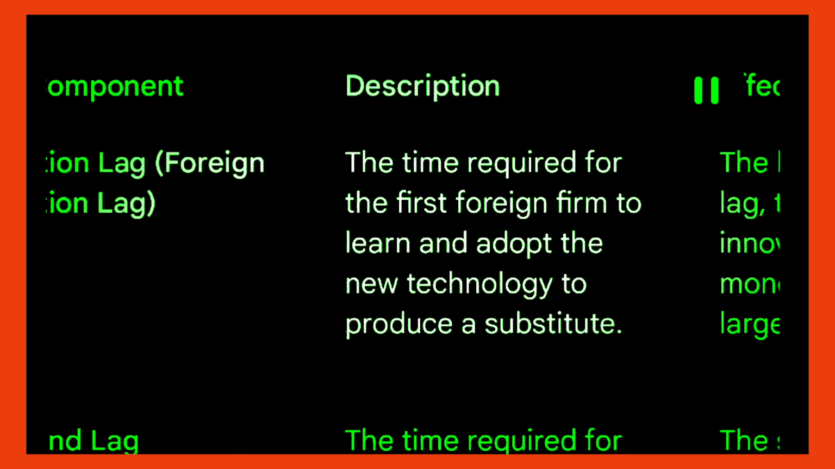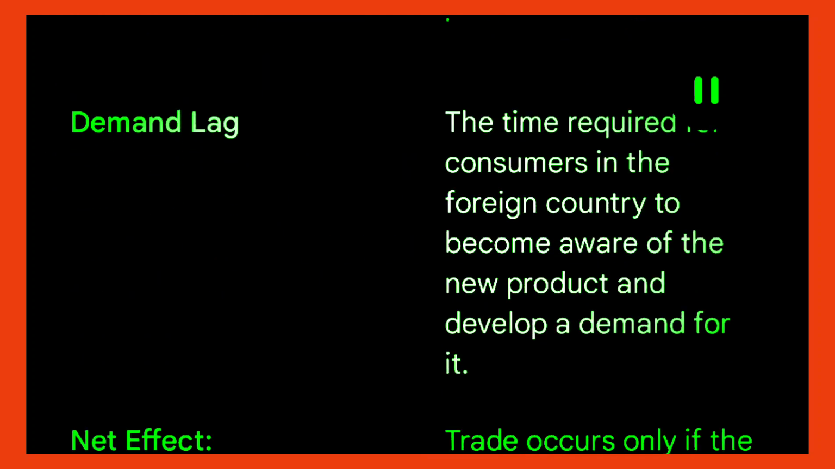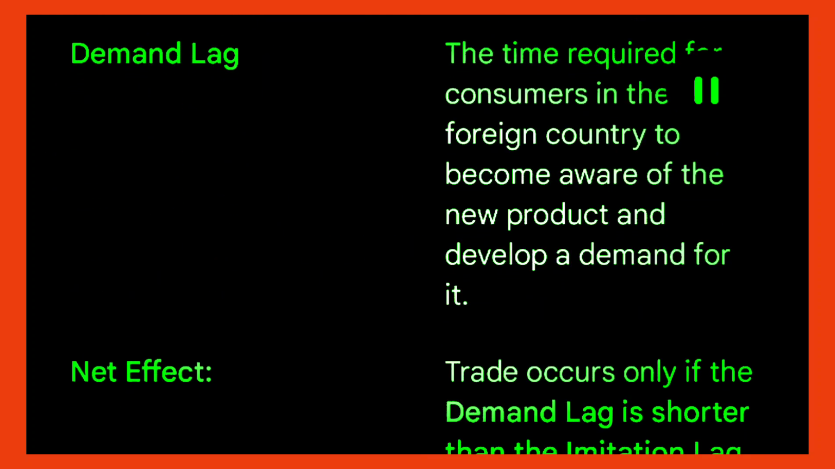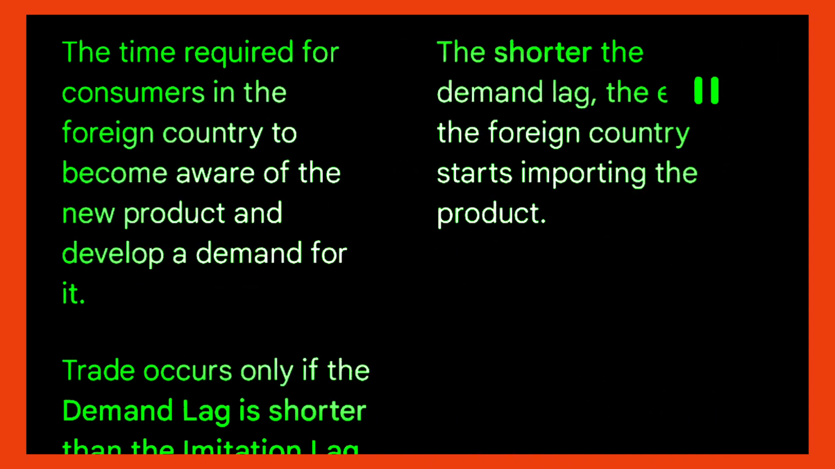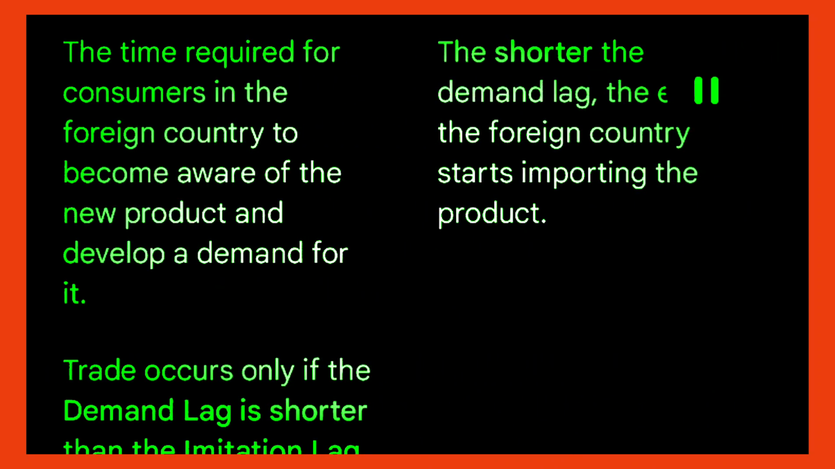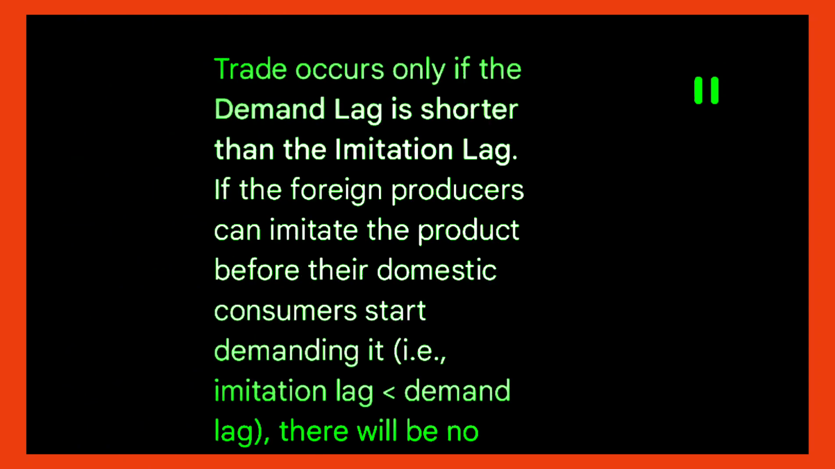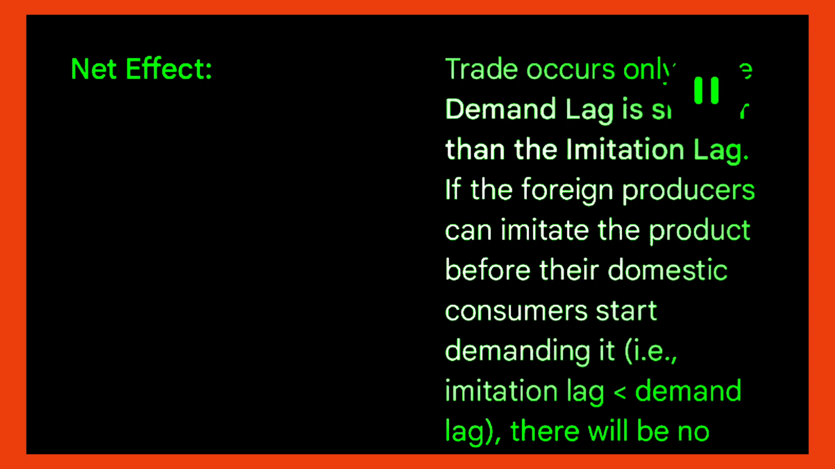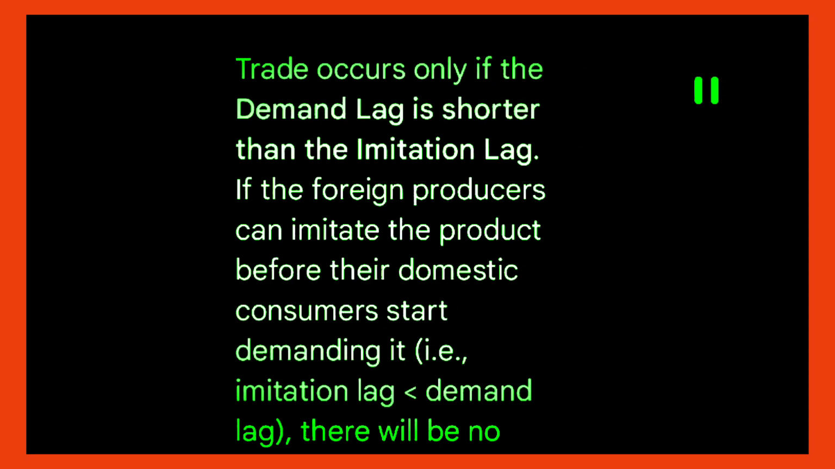Demand lag: the time required for consumers in the foreign country to become aware of the new product and develop a demand for it. The shorter the demand lag, the earlier the foreign country starts importing the product. Net effect: trade occurs only if the demand lag is shorter than the imitation lag. If the foreign producers can imitate the product before their domestic consumers start demanding it, i.e., imitation lag less than demand lag, there will be no imports and thus no technology gap trade.